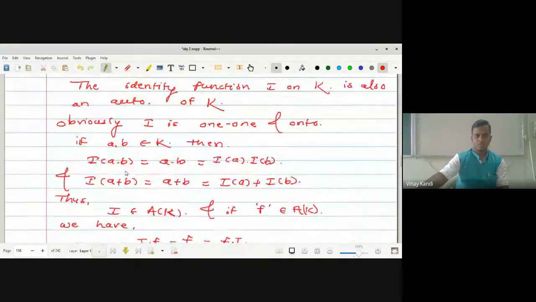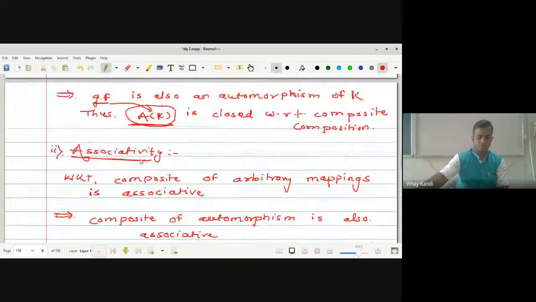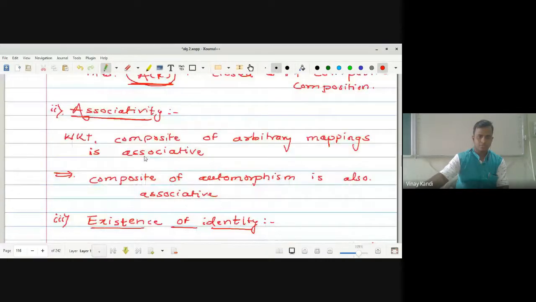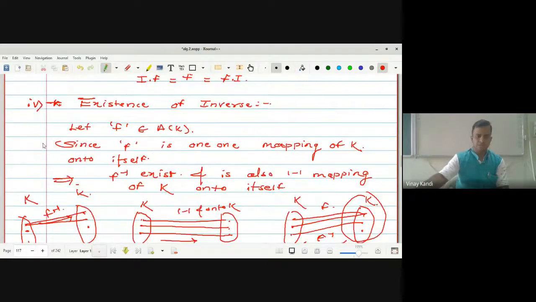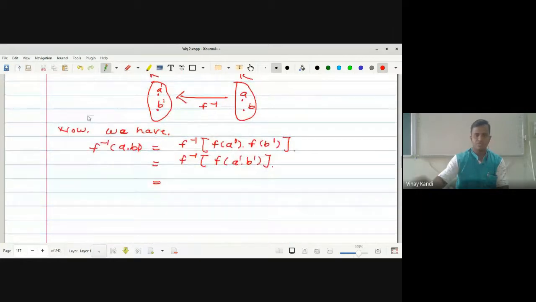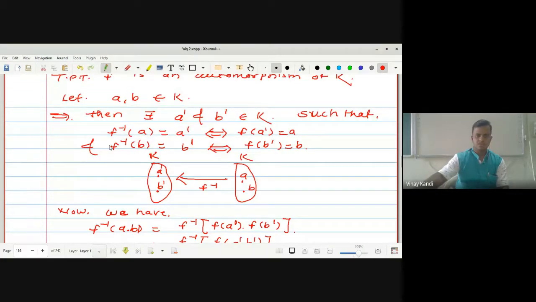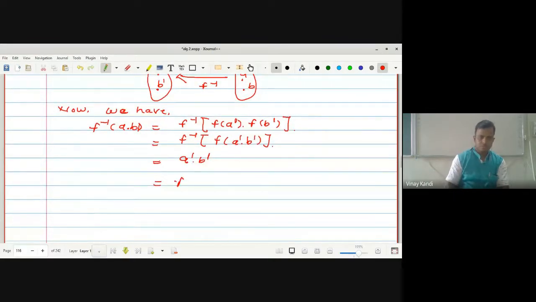Third number. This one is fourth now. Existence of identity, existence of inverse. This one is fourth. Okay, from the third case, we proved that there exists an identity. So F inverse into F is I. So I of A dash B dash is A dash into B dash. But what is A dash? F inverse of A. And what is B dash? F inverse of B. It is F inverse of A into F inverse of B.